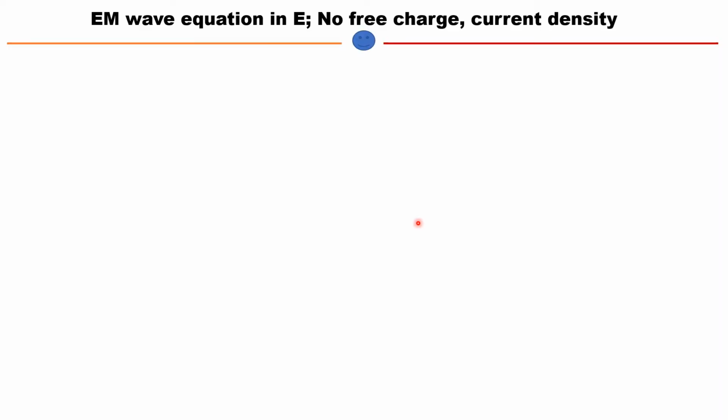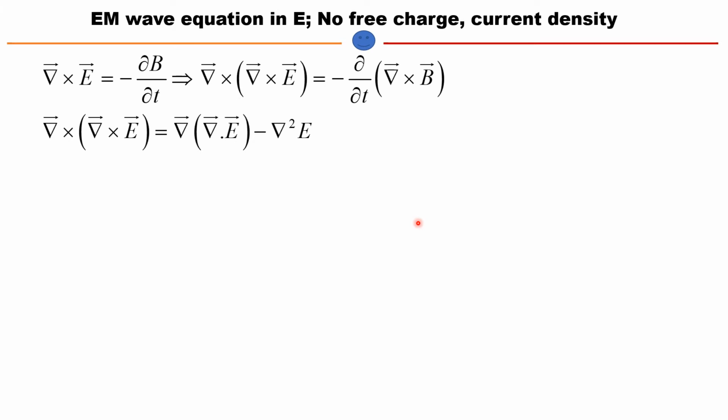Now we move to how we derive Maxwell's wave equation. Assume there is no free charge, that means rho is equal to 0, and the current density is also zero. Starting with Faraday's equation, curl of E is equal to minus del B by del t. The proof and derivation have already been given in my last lectures.